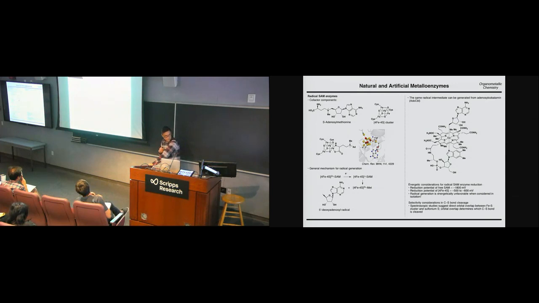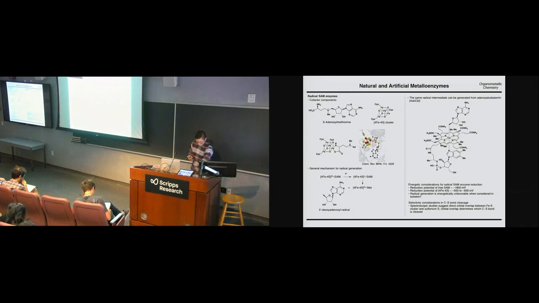The general mechanism of the reaction is the following. Essentially, this enzyme family is responsible for radical generation. Starting from this iron-sulfur SAM complex, there will be an electron transfer that reduces the iron center to the following species. This would then undergo a homolytic cleavage to break the following C-S bond, which would then generate methionine and the 5'-deoxyadenosyl radical that can perform several types of reactions.